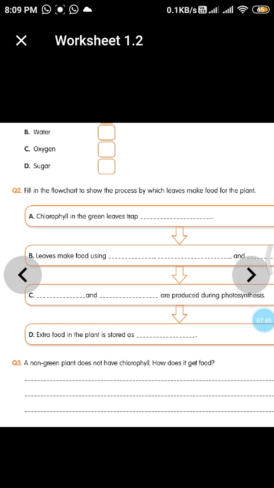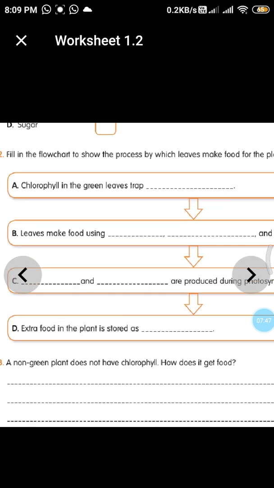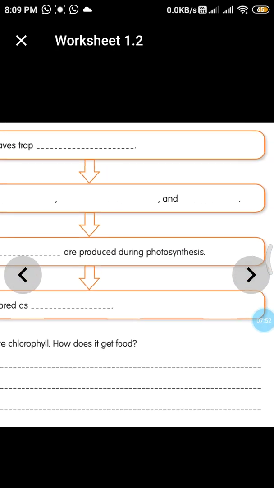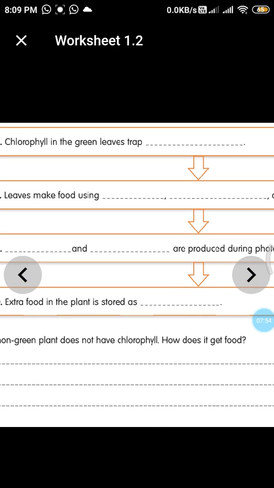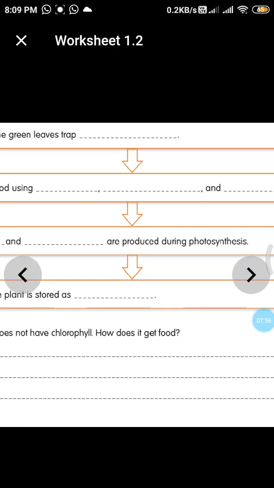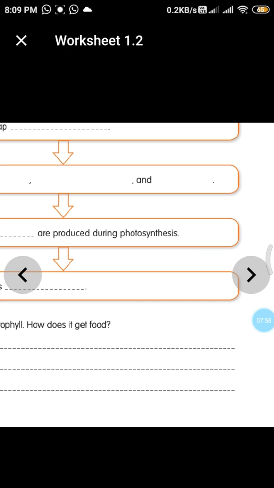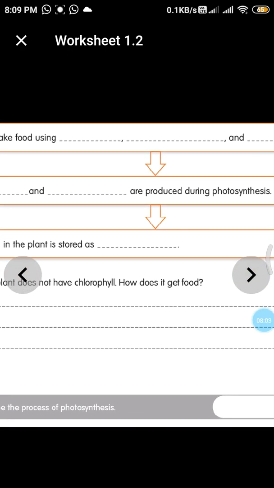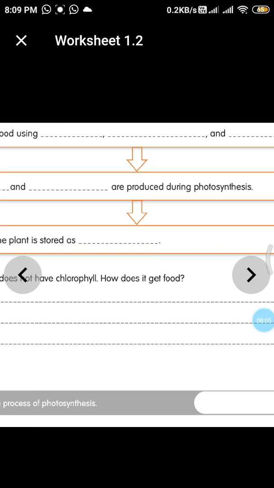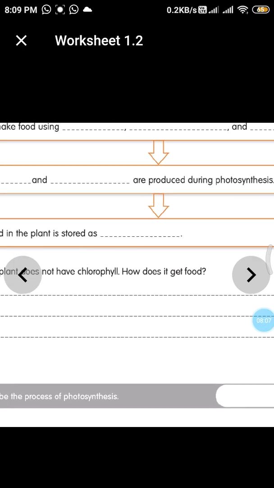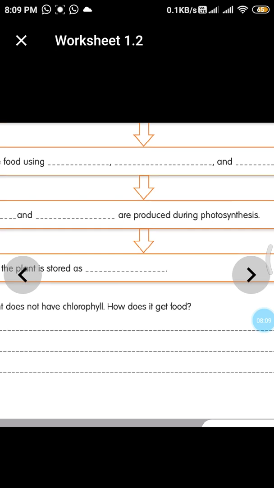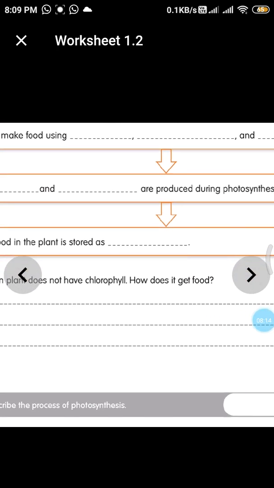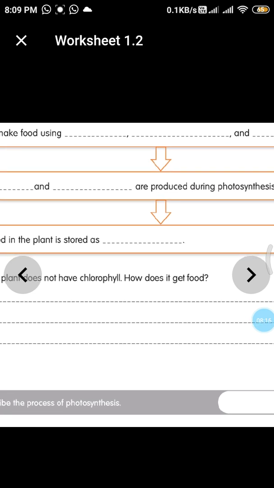So what are leaves trapping? Sunlight they are trapping. And the next one, leaves make food using dash and dash. Leaves are making food by using carbon dioxide and water, and they are also using sunlight and chlorophyll. So these four raw materials compulsorily should come: carbon dioxide, water, sunlight, minerals, and finally chlorophyll.